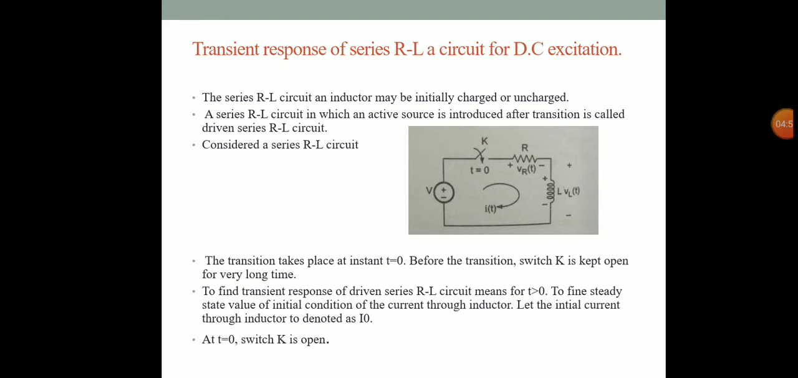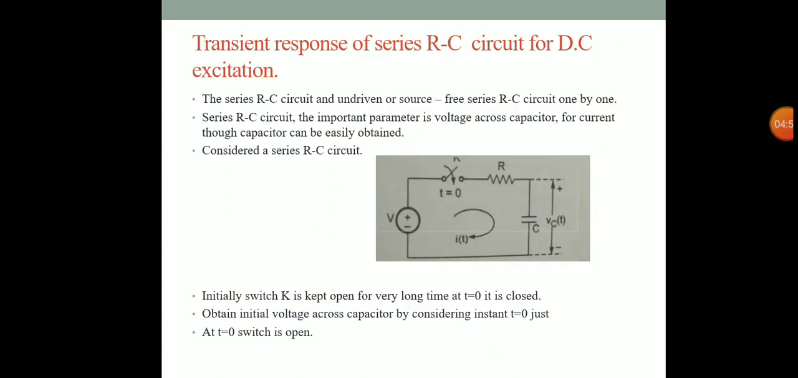Now second, we see the transient response of a series RC circuit for DC excitation. In this RC circuit, the behavior for DC excitation, in the series RC circuit, the capacitor may be initially charged or uncharged. Similarly to the series RL circuit analysis, we will analyze the driven series RC circuit and the undriven or source free series RC circuit one by one.